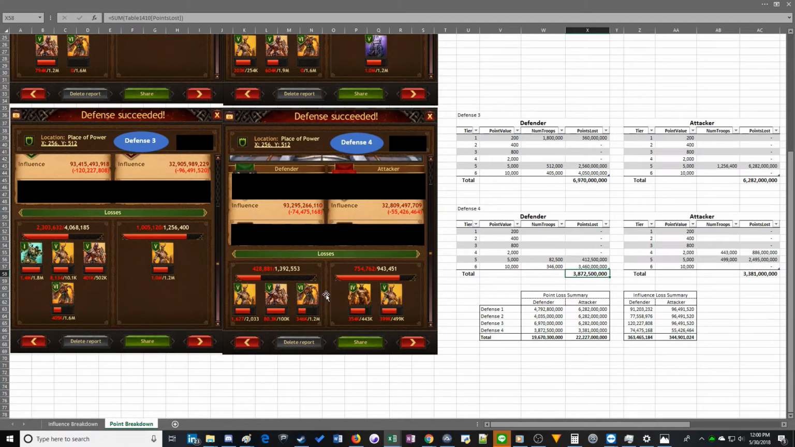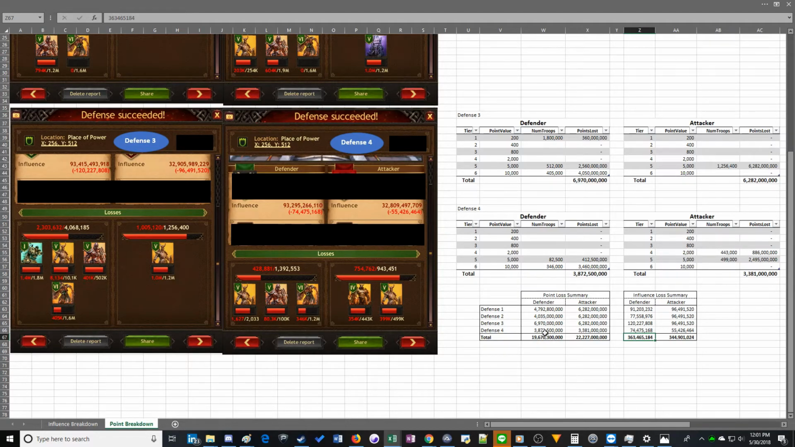So the overall point breakdown is right here. You can see that we actually lost 3 billion less points than they did, or almost 3 billion. And you can look at the influence loss from the other page right here. Even though we lost 20 million more influence, we actually came out ahead on points by a decent margin.